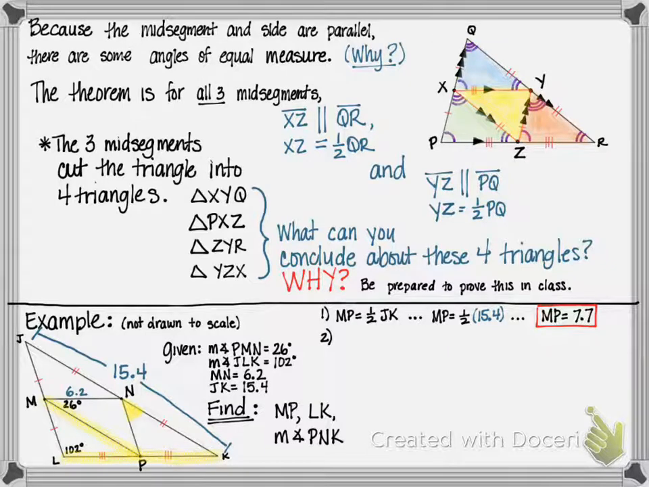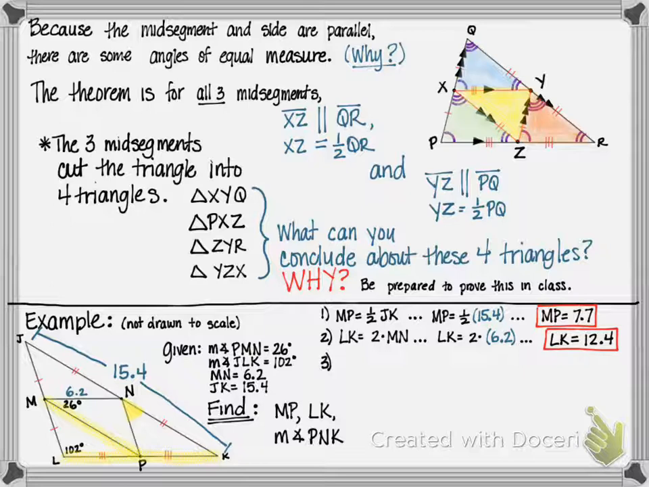For part 2, we want to find the measure of the side LK, and it is the whole side, which we know is twice that of the midsegment. So we are going to use substitution here. We plug that in, then we'll simplify, and we get that the measure of the side LK is 12.4.